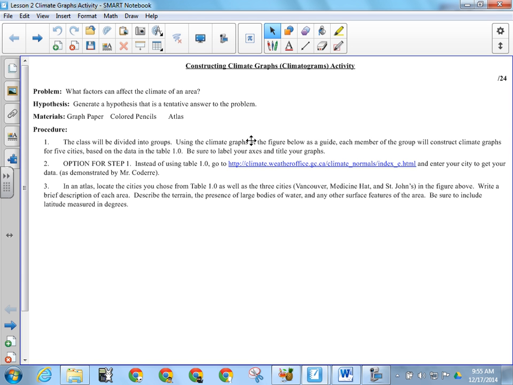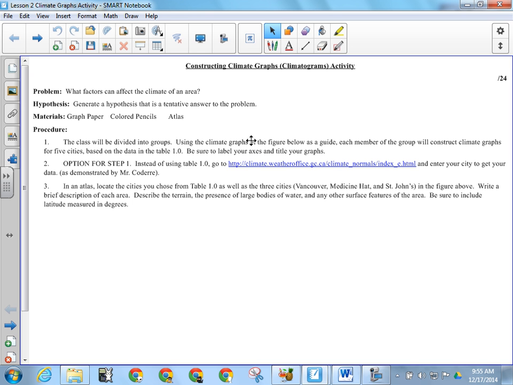Once we've got those tentative groups built, we're going to look in an atlas and see what factors are affecting those cities that we said had similar climates. Because if we say, looking at their climatograms, that they're alike, we should find that they have similar locations and similar factors affecting their climate. That's what we're trying to find here. So we're going to try to prove this idea using climate graphs and geography. Questions on how that's going to work? Everyone's all right with that?